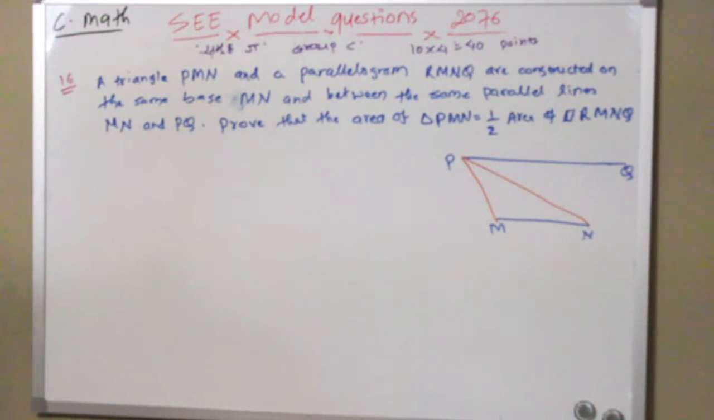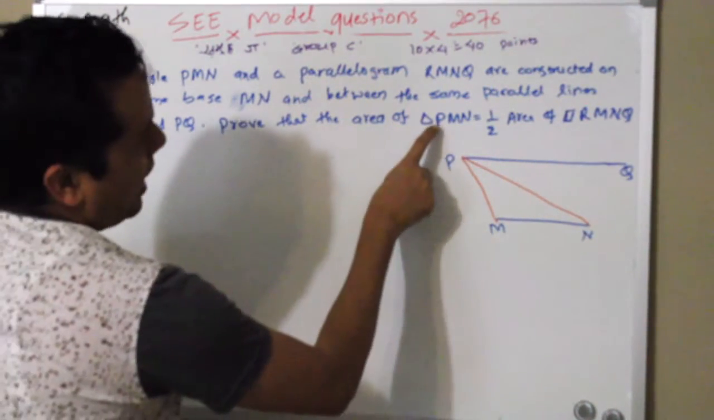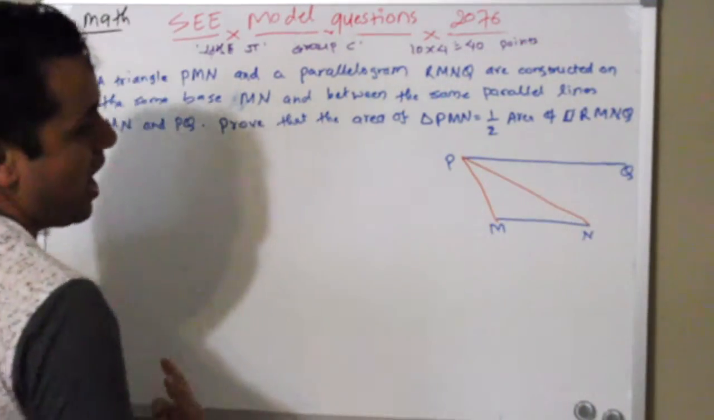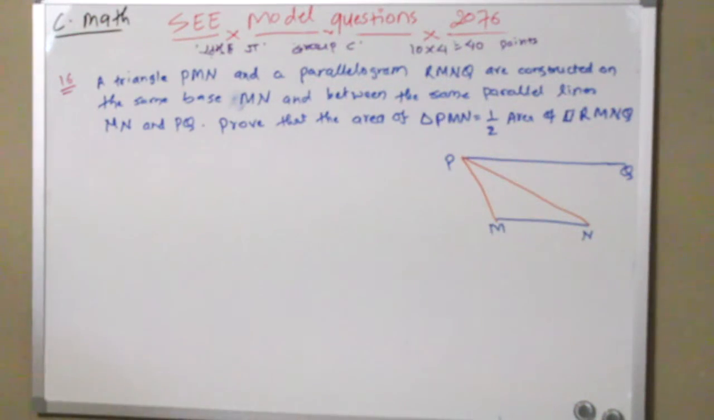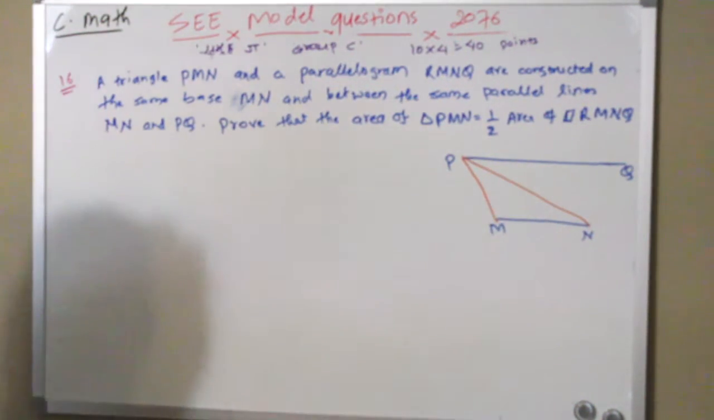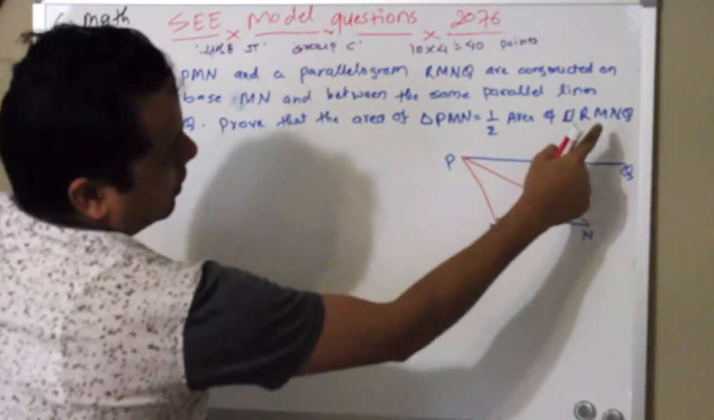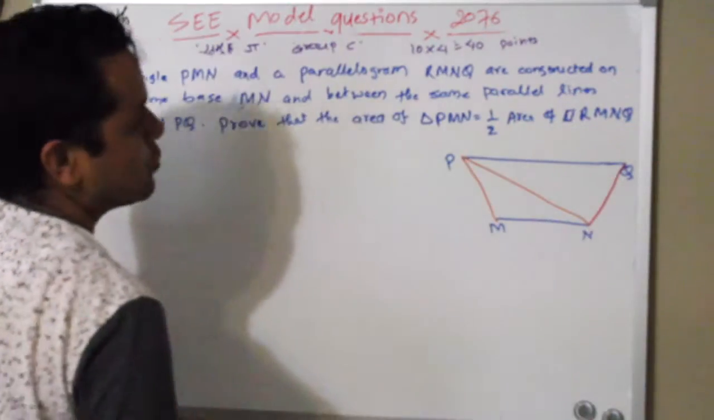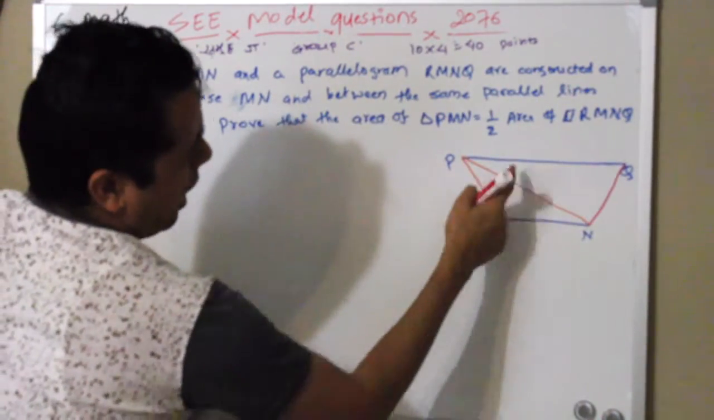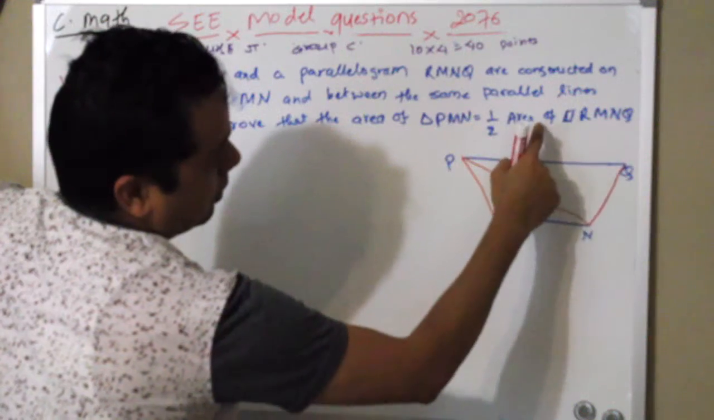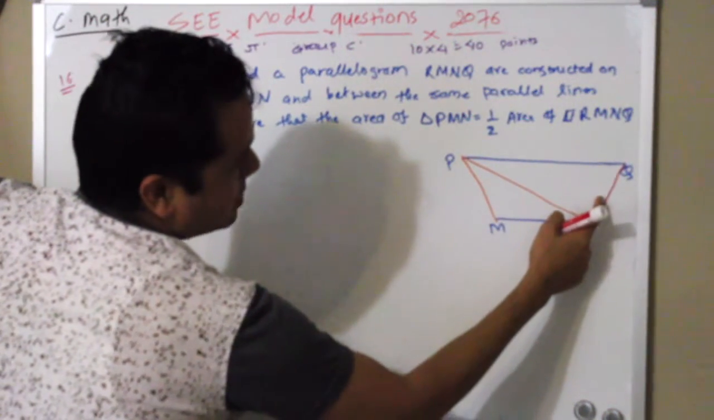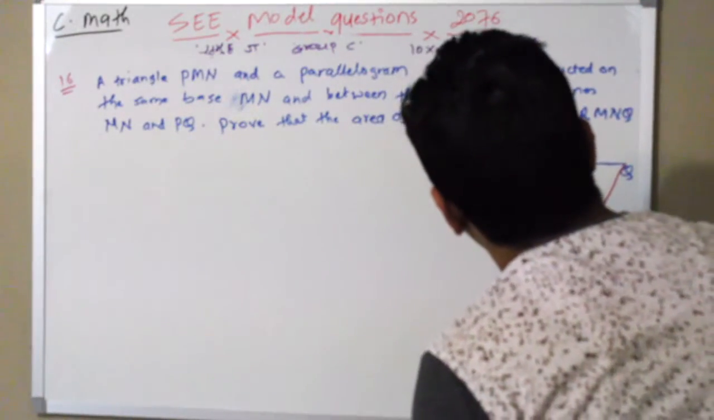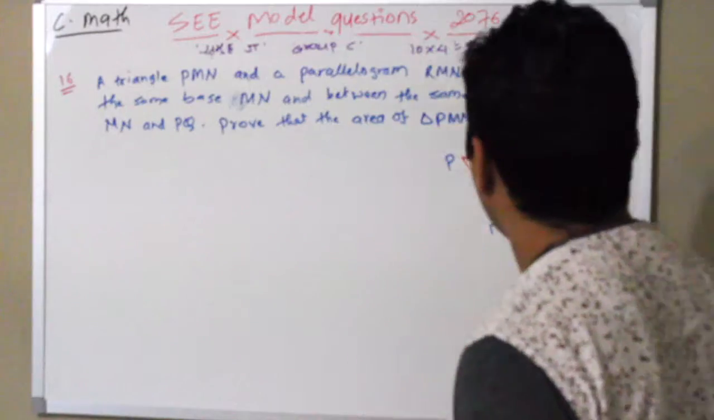And prove that the area of triangle PMN is half of the area of RMNQ. Where is the R? I don't know R, right? We don't know R. However, look at here. What do you know? NQ. NQ means I have to join this, because there is an NQ. So R should be somewhere. This is a parallelogram, so another side should be parallel to this. So I have to draw this one here. This is R.